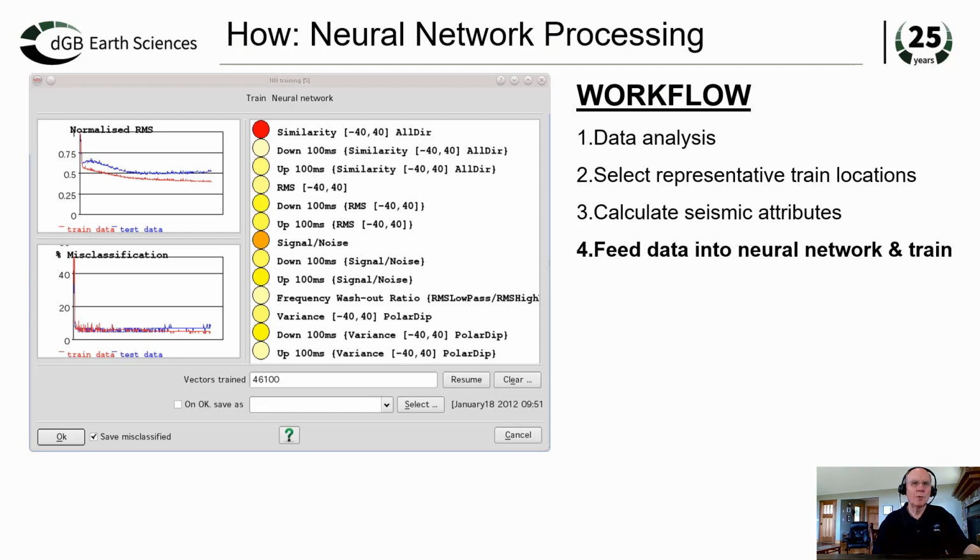Again, here we will set apart a test data set, maybe 20%, and what we want to see is something in the range of maybe 10 to 15% misclassifications. If the number of misclassifications is smaller than that, then you may have more of a yes-no answer, and it doesn't reflect the uncertainty in your interpretation. In the neural network processing, the most important attributes will show up as orange to red.